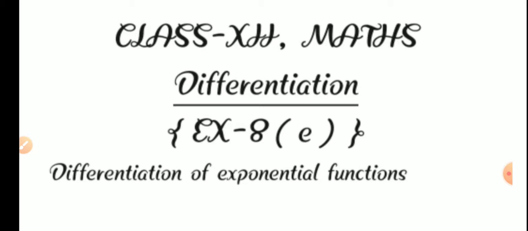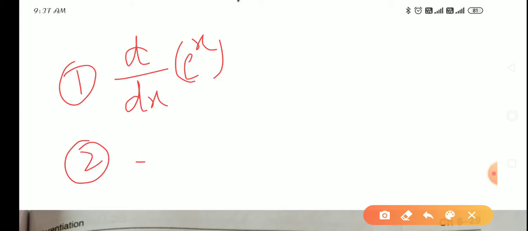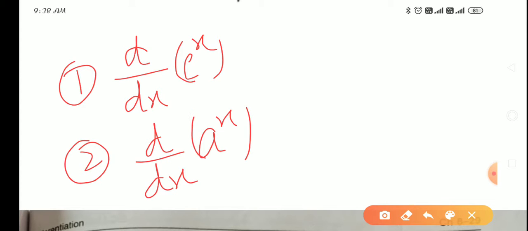Today I am going to explain exercise 8E of differentiation. In this exercise, you are going to study differentiation of exponential functions. So, differentiation of exponential function means differentiation of e to the power x, d upon dx of e to the power x first, and second, d upon dx of a to the power x. Differentiation of exponential functions means differentiation of e to the power x and differentiation of a to the power x.